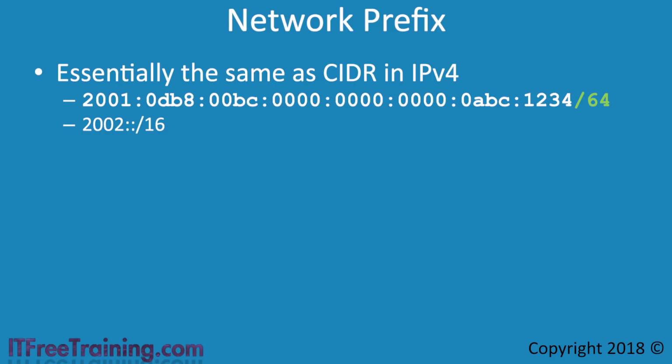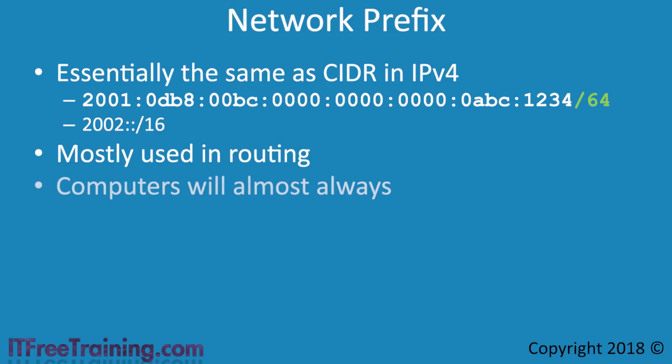Unlike IP4, network prefixes are mostly used in routing. In IP4, the administrator would traditionally configure a subnet mask on a computer on a network, like a workstation or a server. However, in IP6, in almost all cases, a computer on the network will always have a network prefix of 64. In later videos, I will go into more detail why this is the case. However, for the moment, if you are in doubt, use the network prefix of 64.